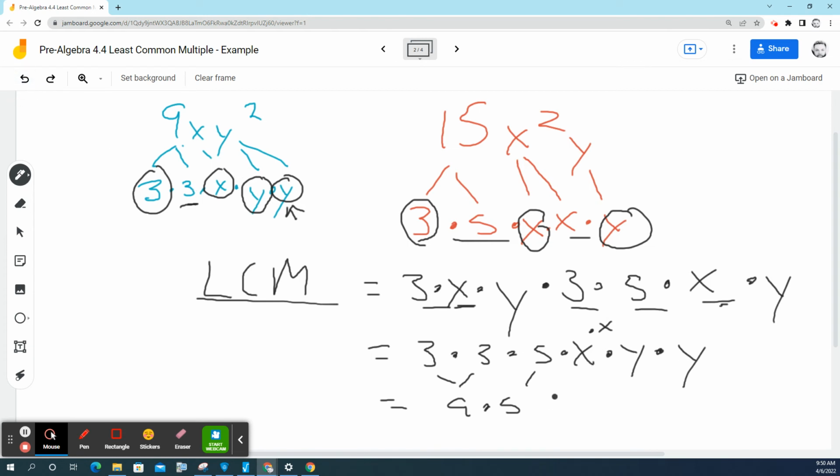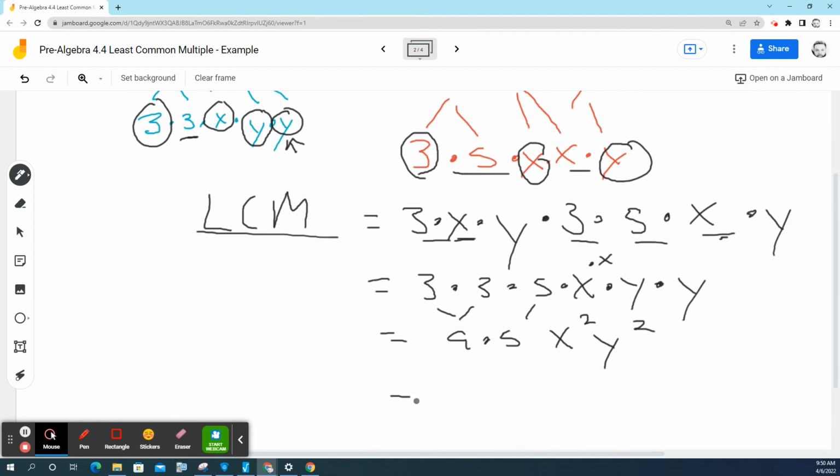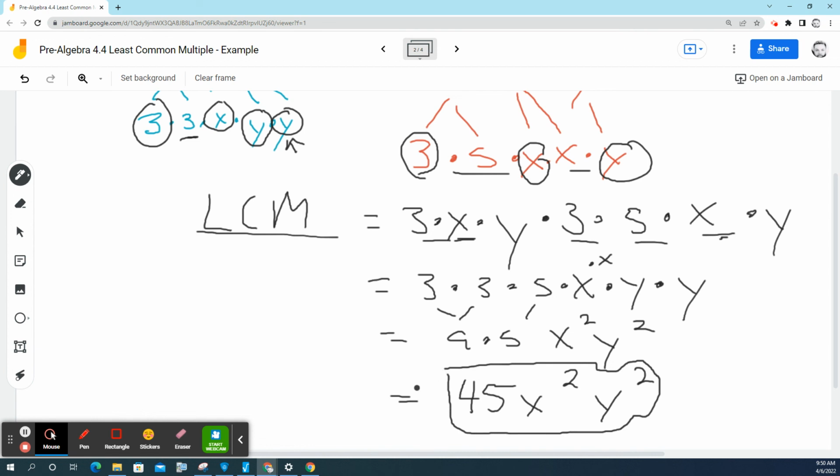So I've got x times x, so that would be times x squared, and then a y times y is y squared. So then lastly, I'm going to say 9 times 5, which is 45, and then x squared, y squared. And that is my final answer. Okay, so I'll leave that up there for a second for you guys to jot that down.